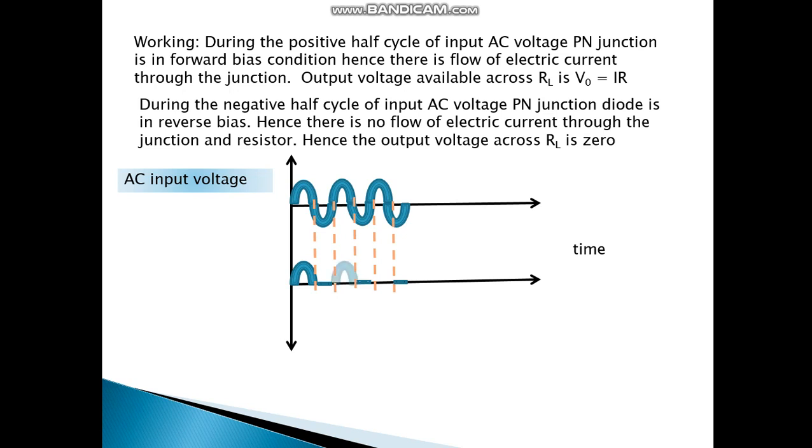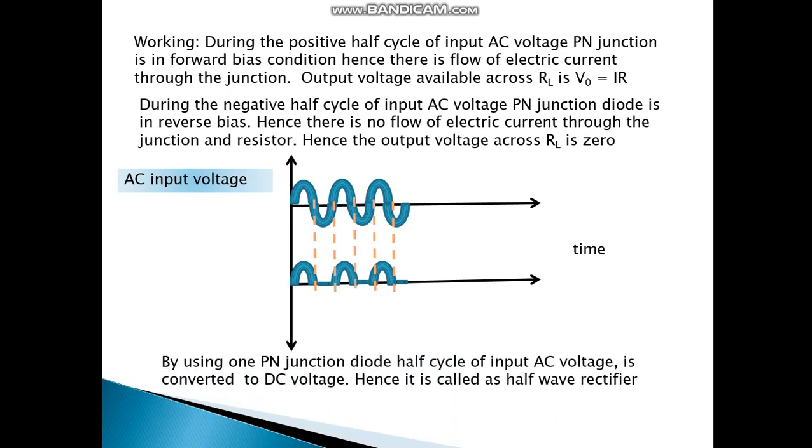Again, during the positive half cycle, there is output. Negative half cycle, there is no output. Again, it repeats. Thus, by using one PN junction diode, half the cycle of the input AC voltage is converted to DC voltage. Hence, it is called a half-wave rectifier.